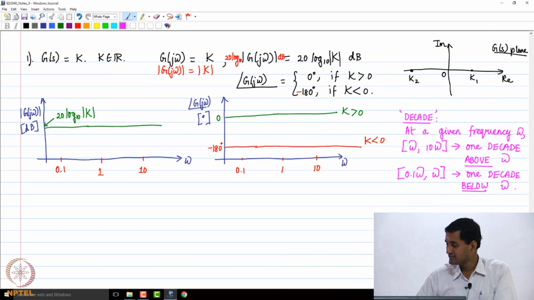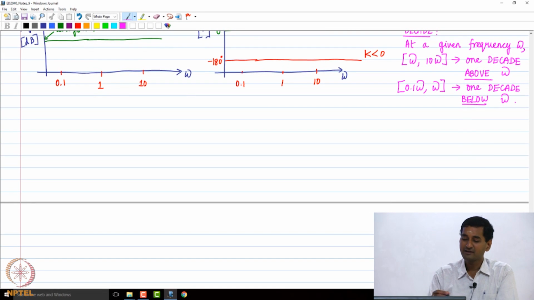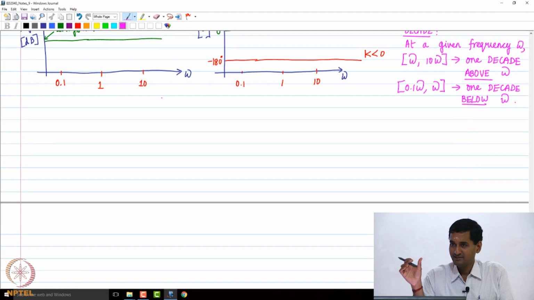Typically, by and large, we will mark on the x-axis frequencies as decades. You can see that if you consider 1 as the base frequency, the frequency under consideration, 10 is 1 decade above 1. So the region 1 to 10 is a region 1 decade above 1. From 0.1 to 1 is 1 decade below 1. So, that is what this is.